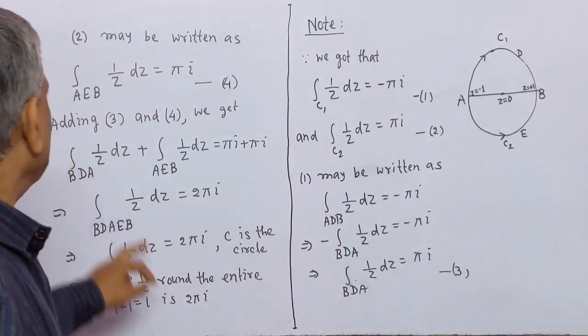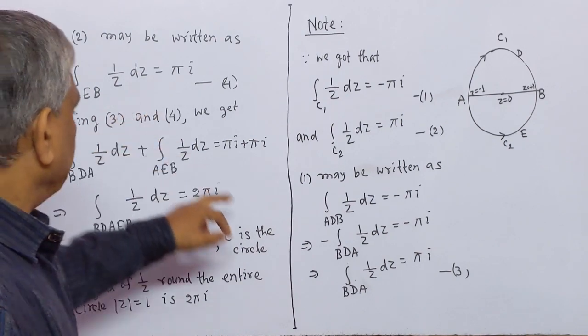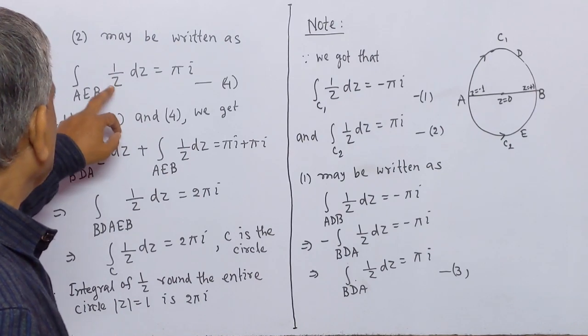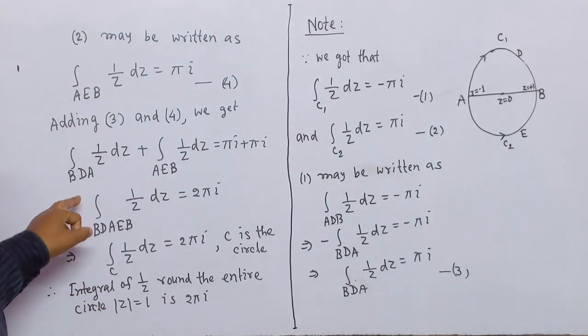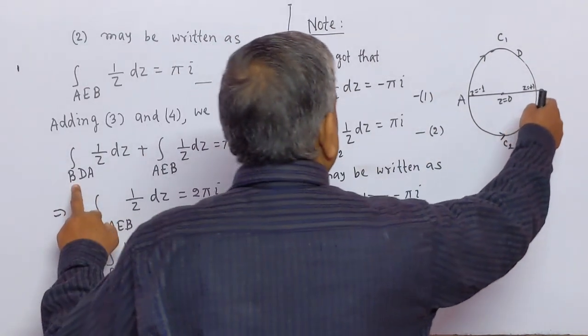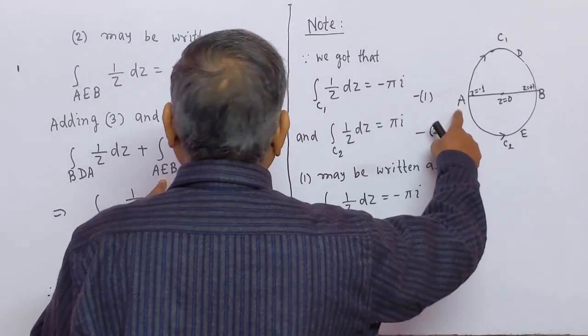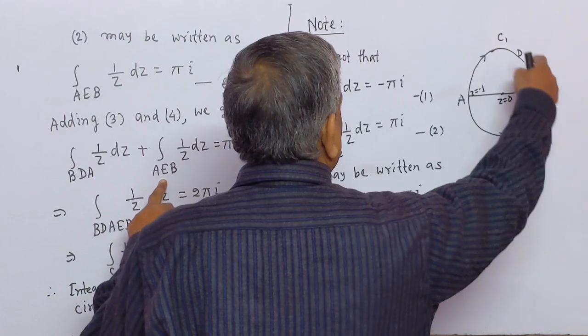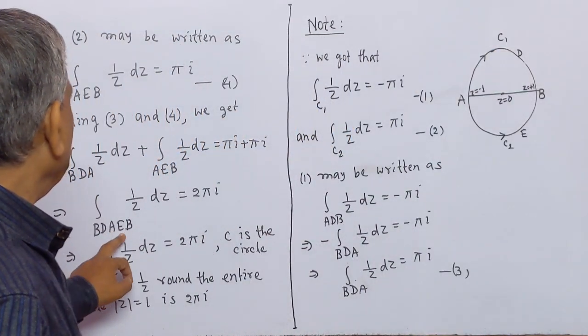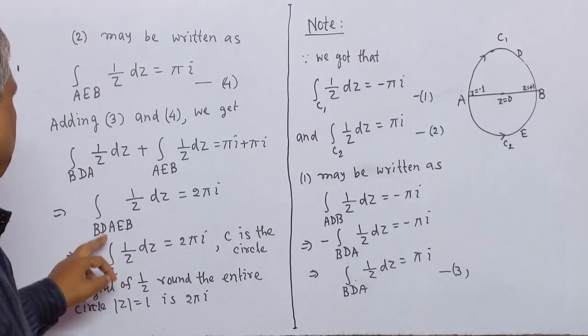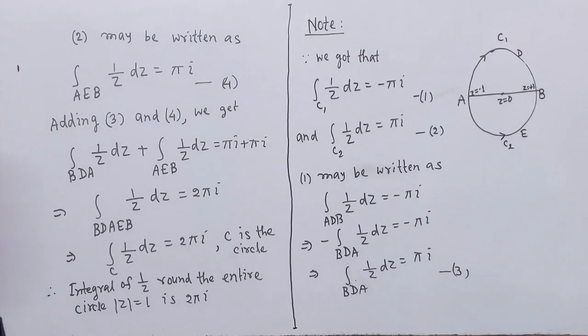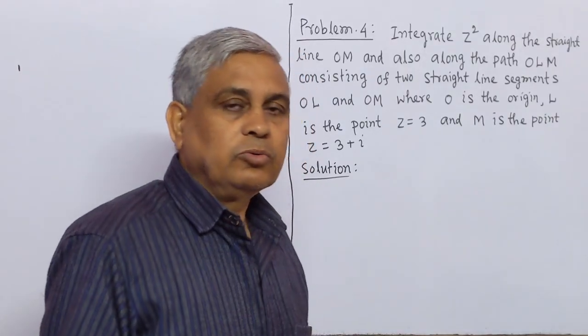Adding 3 and 4, we get left side this and this. Right side pi I plus pi I, 2 pi I. Here, this is integration along the curve BDA, then integration along the curve AEB. That means full circle, entire circle. So BDAEB, entire circle. That is, we write the circle as C. Therefore, integral of 1 by Z round the entire circle, modulus of Z equal to 1, equation of the circle, is 2 pi I. Now, we solve the next problem.